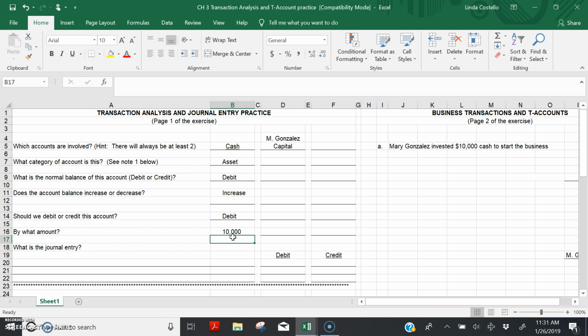We're finished with the cash column. Let's ignore the journal entry space right now. We'll get back to that in Chapter 4. Let's take a look at the capital column.